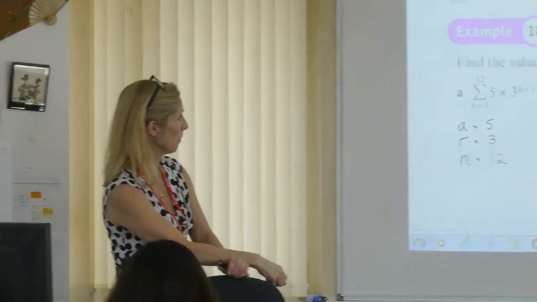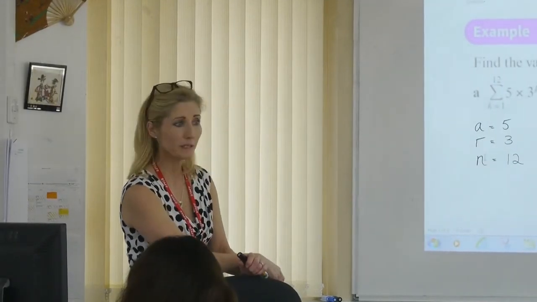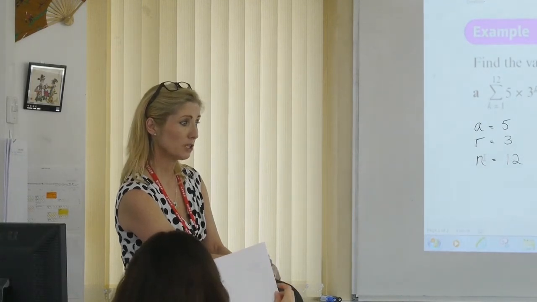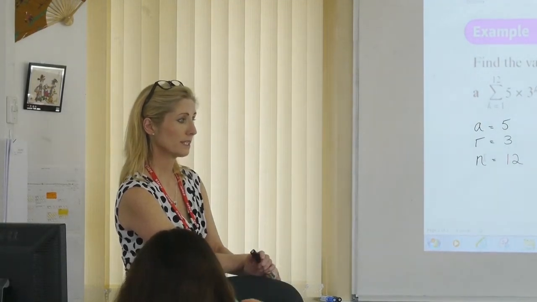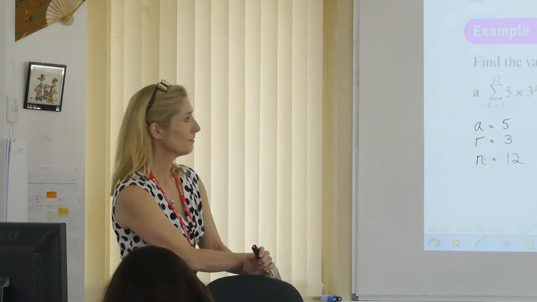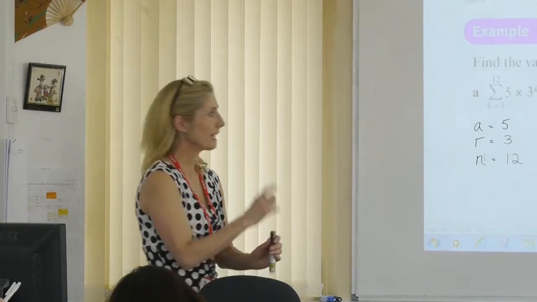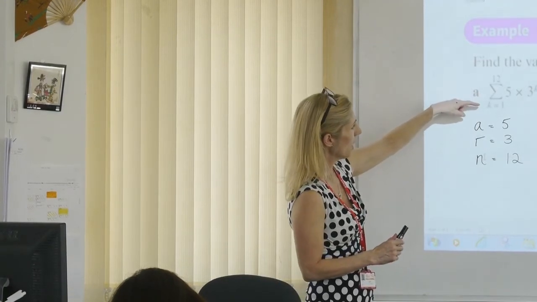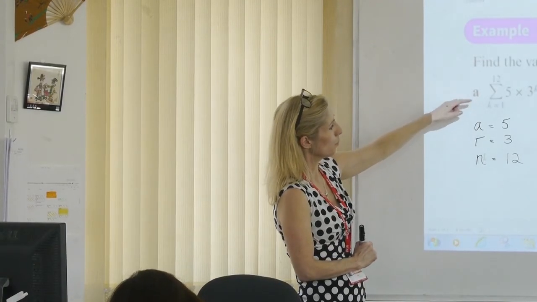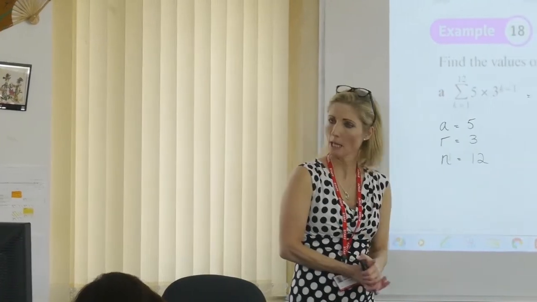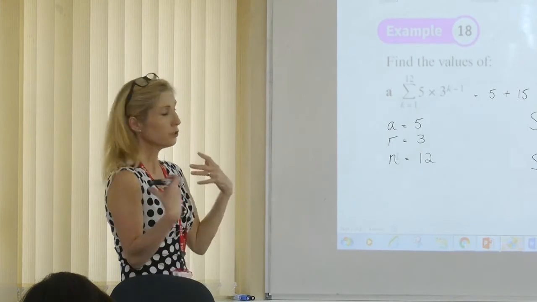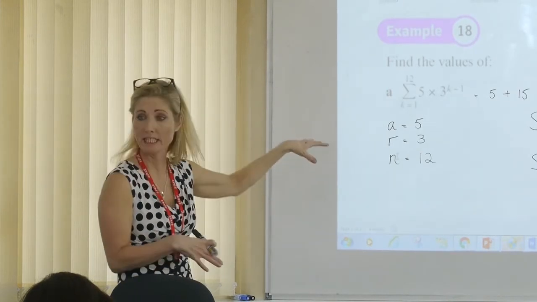Have a little look at the one below on your sheet and think about how you could do that one. Now it looks like I've copied the same question again, doesn't it? Look a little bit closer. What's the difference? Right, it starts at k is 5, but unfortunately, we've got a couple of different ways of doing this question. You might like to utilise what you've already done.